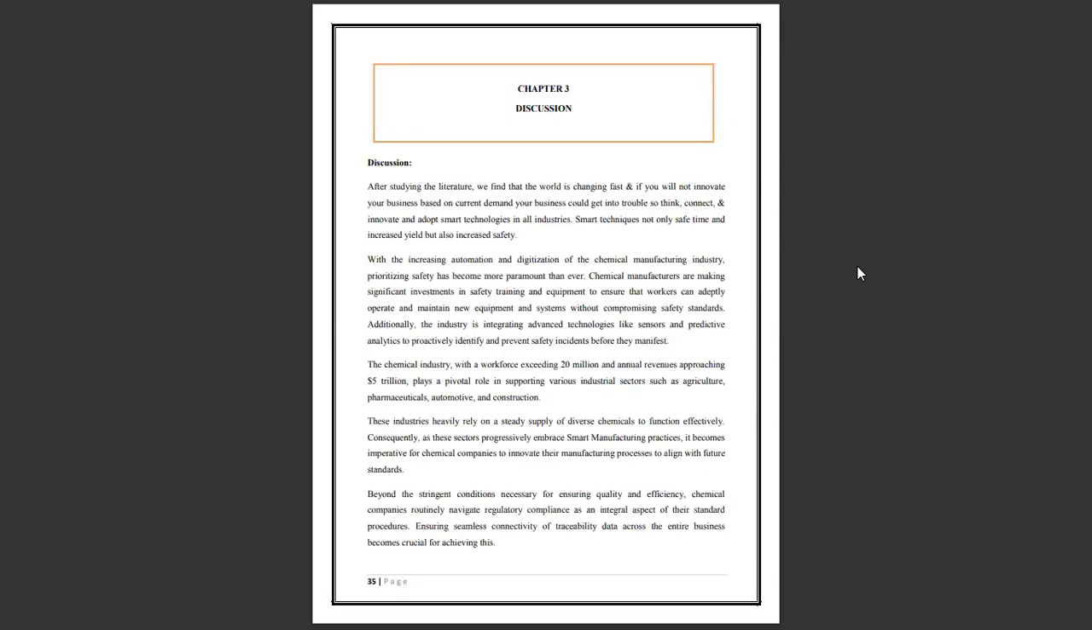So that's all about the review articles. Now look at chapter number 3, in which we discuss all this. So the first point is discussion.